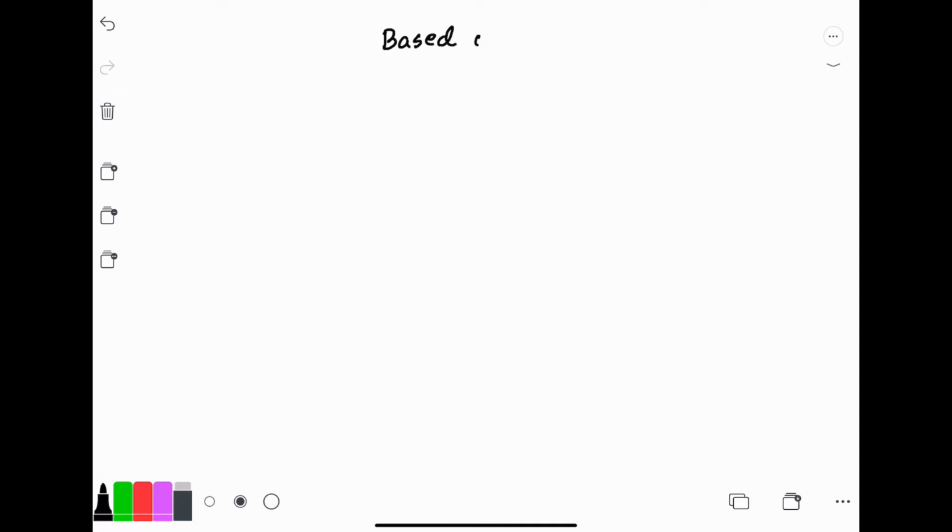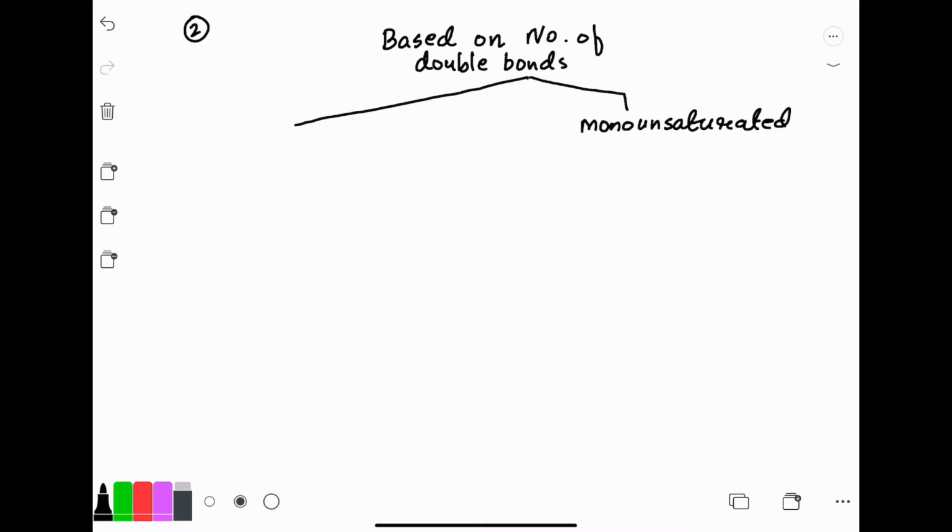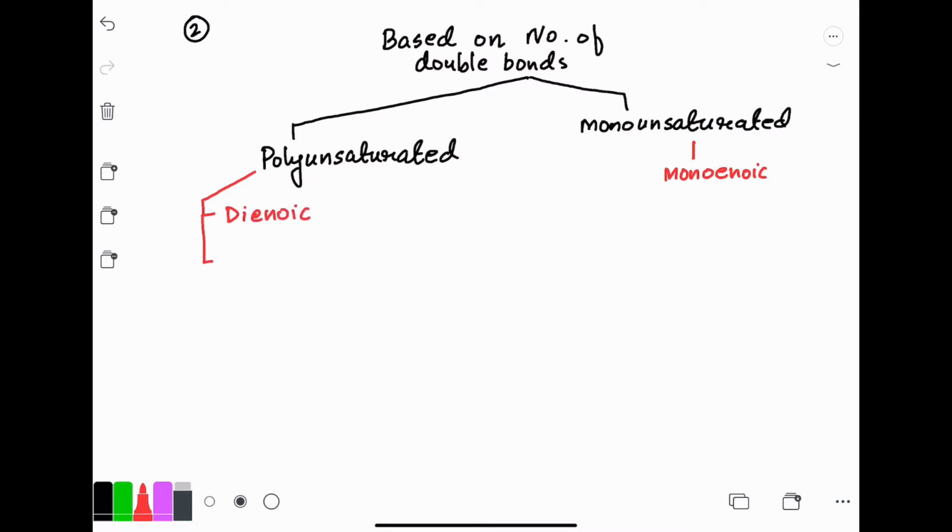Now moving to the second type of classification, which is based on the number of double bonds. Okay, so basically they can be classified broadly into monounsaturated and polyunsaturated fatty acids, right? Monounsaturated means one double bond is present. These are known as monoenoic acids. Polyunsaturated contain a number of them. Dienoic is there, then trienoic, tetraenoic, pentaenoic, and lastly there is hexaenoic acid, right?